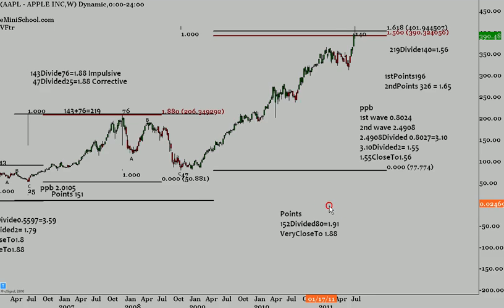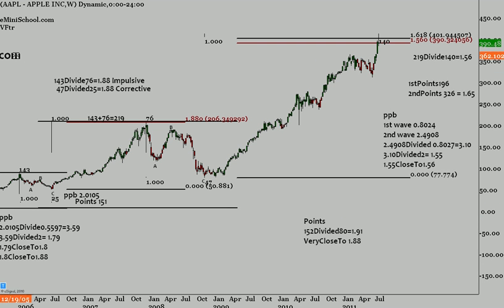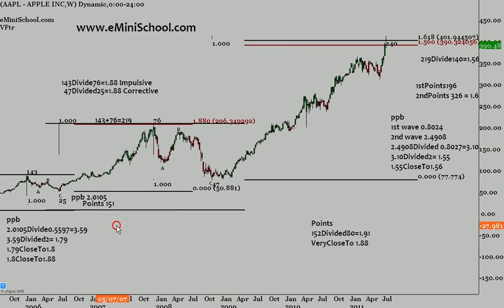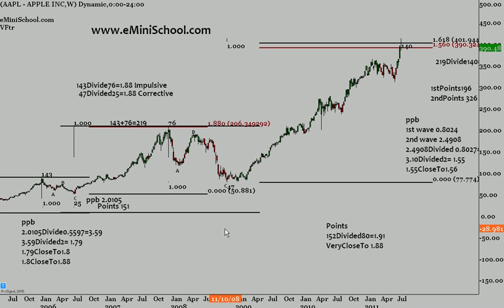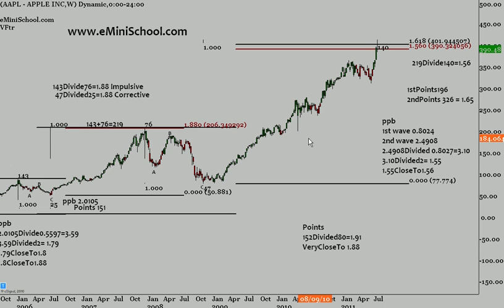I know this is probably confusing to someone that's new to symmetry and time, so you might want to go back and watch the video a couple of times. But we're breaking it down by number of bars, points per bar, and the points of the whole move. The number of bars and the points are going to be different, just like the points per bar. It's all different. So there's 3 to 4 calculations in time, and then there are also calculations in price. So we use both of them.